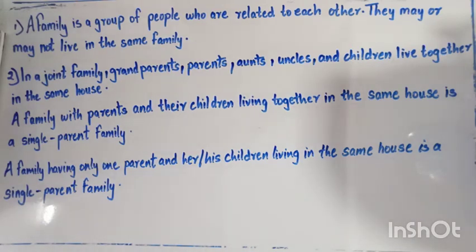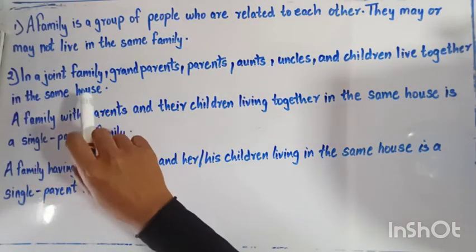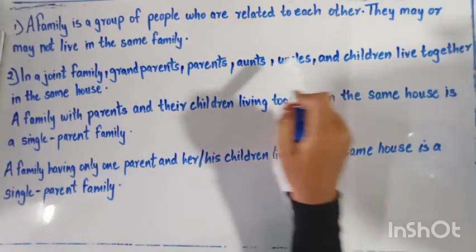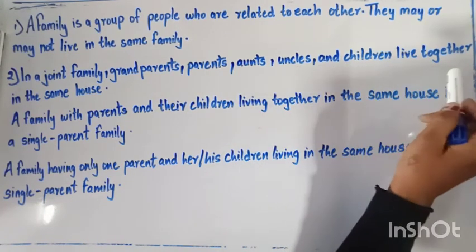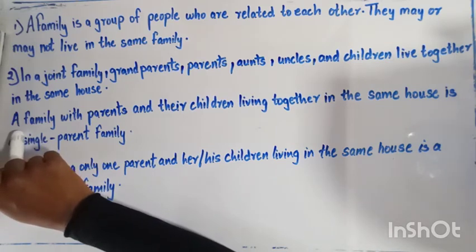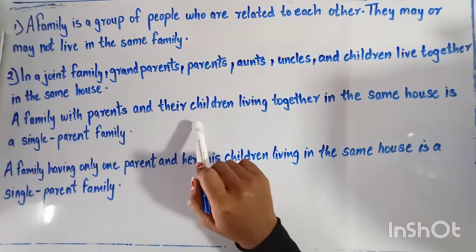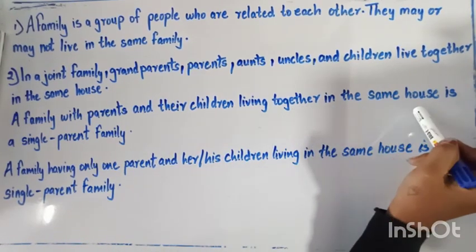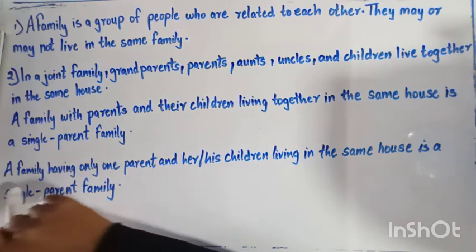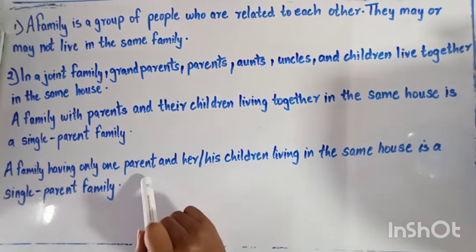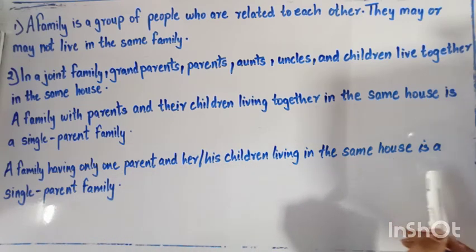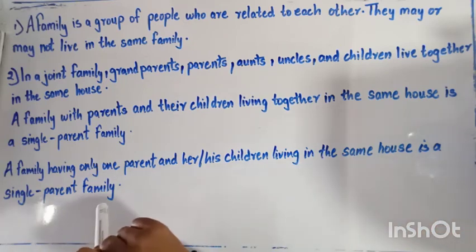So answer for the second question is, in a joint family, grandparents, parents, aunts, uncles and children live together in the same house. So this will be point number 1. A family with parents and their children living together in the same house is a nuclear family. Next point is, a family having only one parent and his children living in the same house is a single parent family.